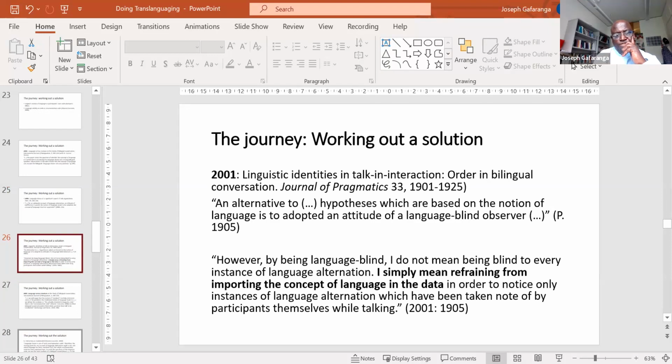In another paper, I speak of adopting the attitude of a language blind observer. By this I mean not importing, or refraining from importing, the concept of language into the data. So if it turns out that language is the case, fair enough. But if it doesn't apply, do not force it in. So it's an attitude of indifference I'm advocating. I'm not advocating rejecting language outright.